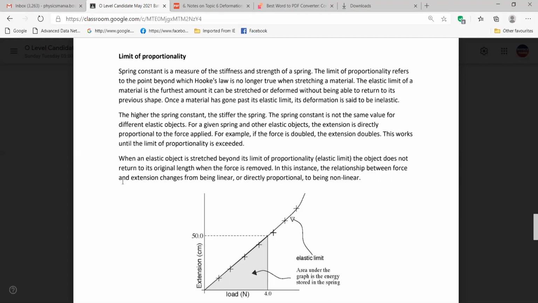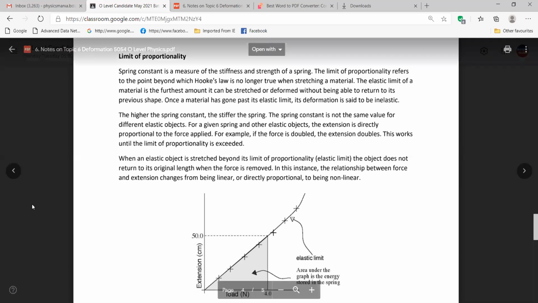Okay. So is it clear? Yes, sir. If it is within the elastic limit, then if you are removing the weight, it's going to its previous shape. Yes. And if it is crossing the elastic limit, then it will not return. That deformation is called inelastic deformation.